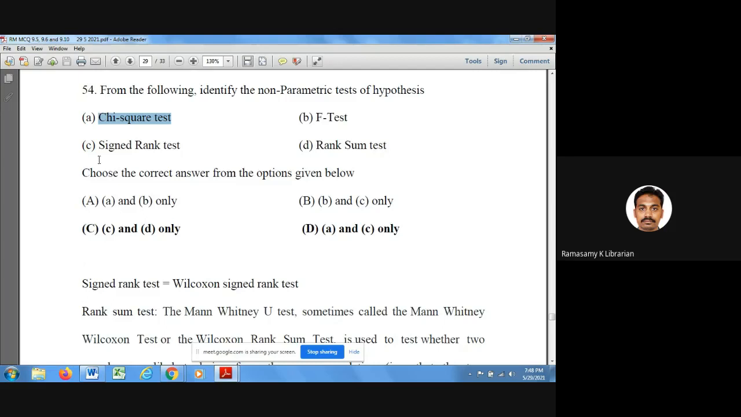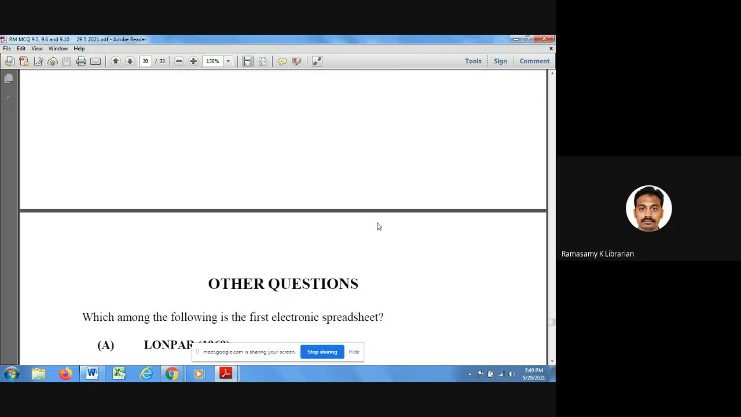Please understand. Signed rank test is also called as Wilcoxon signed rank test. See, paired sample t-test is a parametric test. Its equivalent, Wilcoxon signed rank test, is a non-parametric test. Then rank sum test, you would have heard about Mann-Whitney U test, which is also called as Mann-Whitney rank sum test. So Mann-Whitney test, Wilcoxon signed rank test, chi-square test, A, C, D, all the three are non-parametric tests or hypotheses. Okay, fine. That's it.